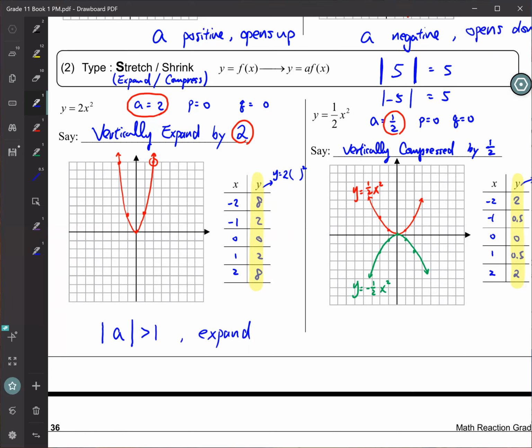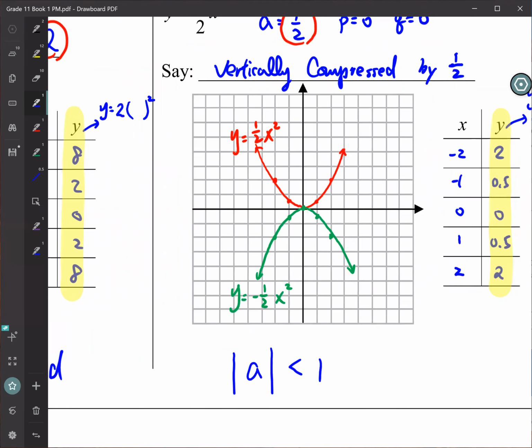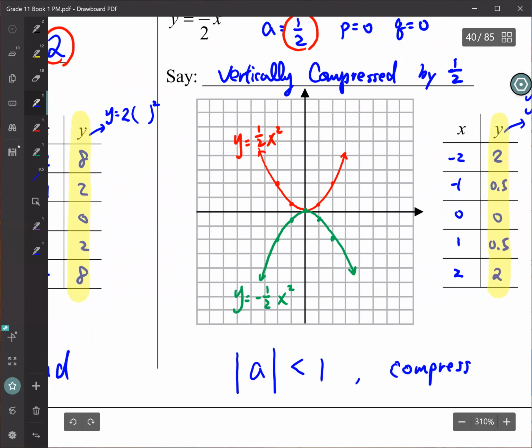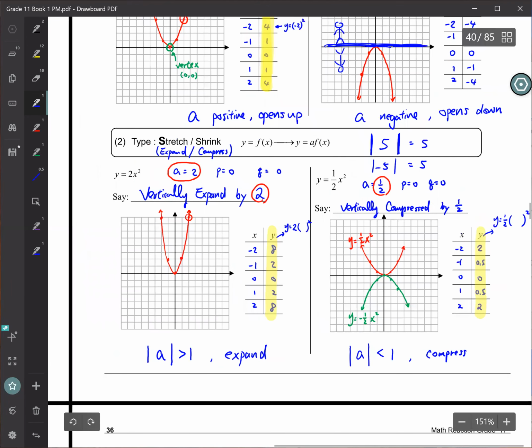And then the second part, if the absolute value of A is less than 1, for example, half or negative half, it doesn't matter. After you ignore the negative sign, if the number is smaller than 1, it will make the whole graph compress. So you'll just say compressed by half. Don't say compressed by negative half. Be careful. These are the important rules. You can highlight that: rule number 1, rule number 2.